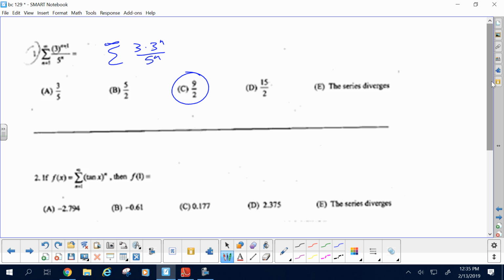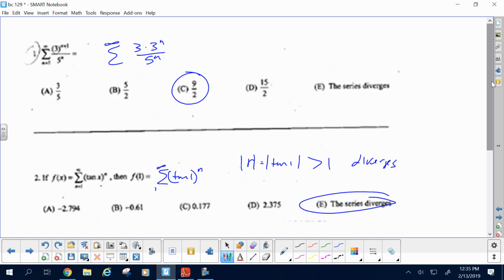This, what kind of series is this? Geometric. F of one would be the series like that. Okay, this is geometric, r is the tangent of one, which is greater than one. So this is divergence.